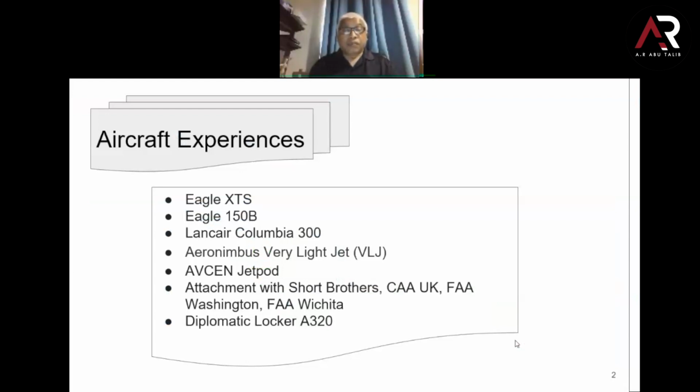And also, the last one here, we have a very good project of design and certification of a diplomatic locker, which is used by the A320. I will share with you later on how we got this done.